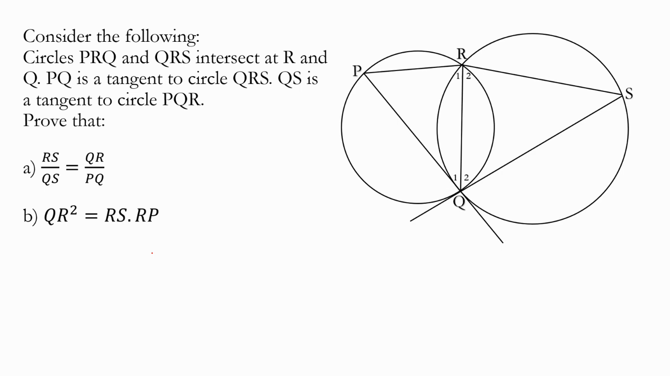Then PQ is a tangent to circle QRS, and QS is a tangent to circle PQR. We are required to prove that RS over QS is equal to QR over PQ, and thereafter prove that QR squared is equal to RS times RP.